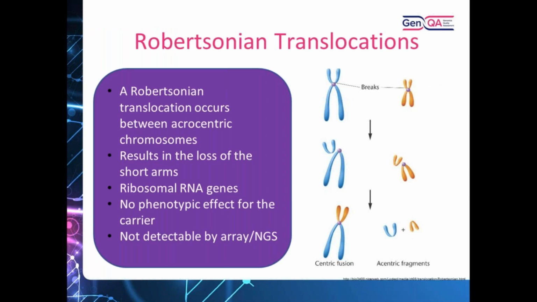So the second form of abnormality I'm going to discuss is Robertsonian translocations. A Robertsonian translocation occurs between acrocentric chromosomes, and it results in the loss of the short arms. The short arms are not that important because they only really carry ribosomal RNA genes. And as long as you have some ribosomal RNA genes, then you tend to be okay. So you don't need all the acrocentrics to carry them. Again, usually there's no phenotypic effect for the carrier. And these rearrangements wouldn't be detected by array or NGS because it's affecting repetitive sequences.